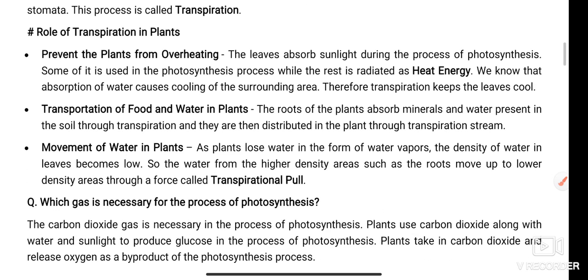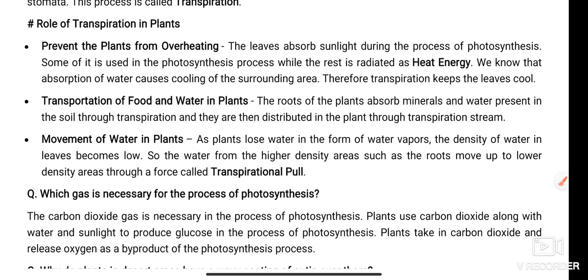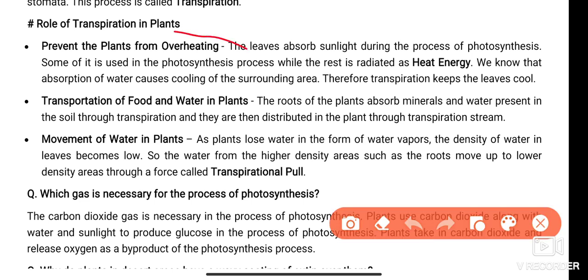So what is the function? Why do plants do the transpiration process? Role of transpiration: it prevents the plants from overheating, that means it regulates the plant body temperature. Like when we are sweating, it regulates our body temperature. In a similar sense, plants secrete the excess water through the stomatal pores in the form of vapors. These vapors, under evaporation, exchange heat energy with the surroundings and give a cooling effect to the plants.